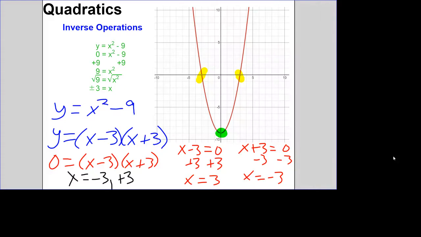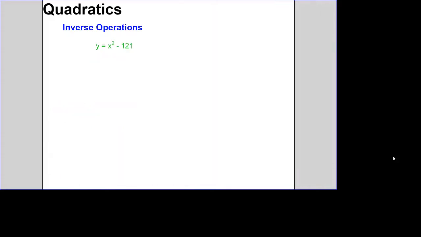So you could definitely do this factoring. You could definitely do this with inverse operations. And there's going to be some other methods we're going to learn later on that you can do this as well. So this is one of the special quadratics that really any method will work. So let's try another one out.